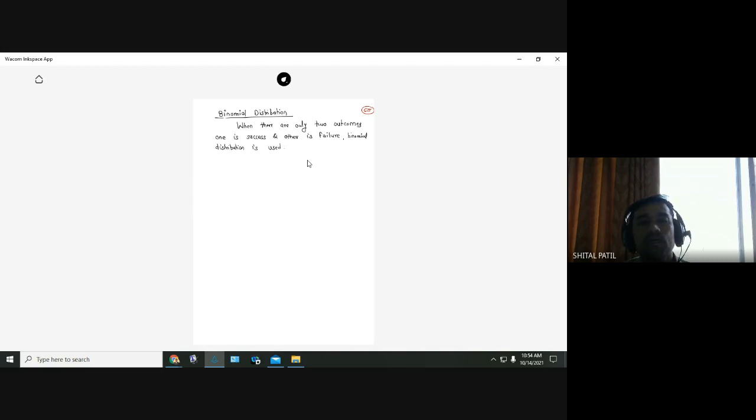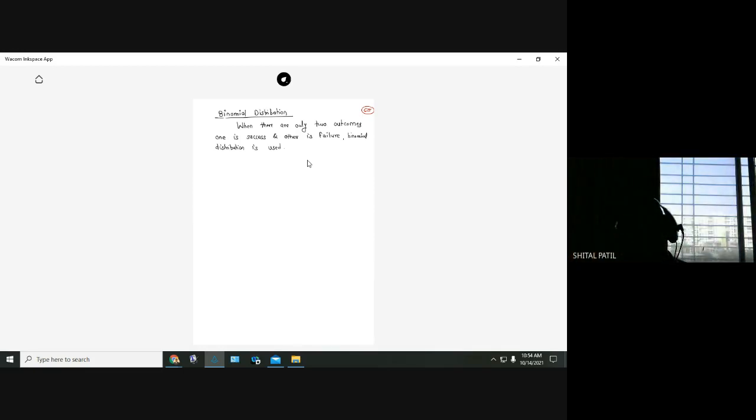Whenever there are only 2 outcomes, one is success and the other is by default failure, then binomial distribution is used. For example, a coin is tossed. What is the sample space? Head or tail?